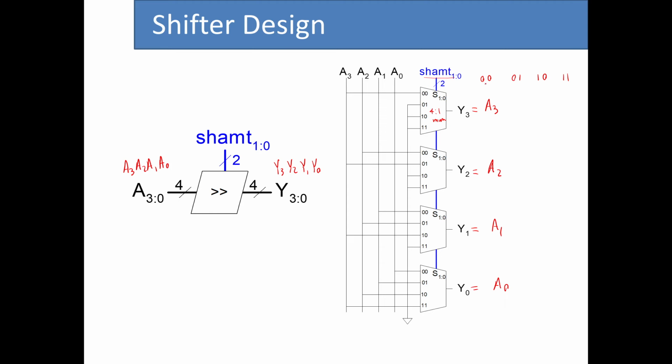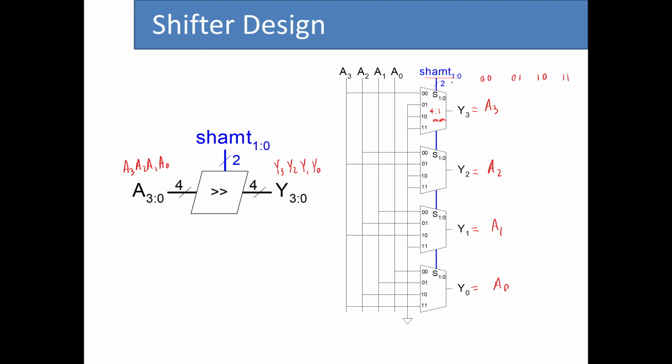So this is for shift amount 0. When there is no shift, as you can see, y3 equals a3, y2 equals a2, y1 equals a1, and y0 equals a0. But now let's see what happens when the shift amount is 01. That means we want to logically shift the 4-bit input one place to the right.